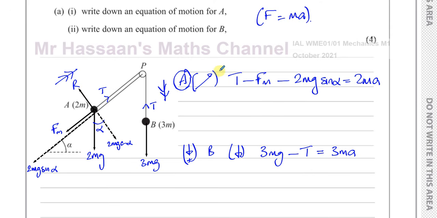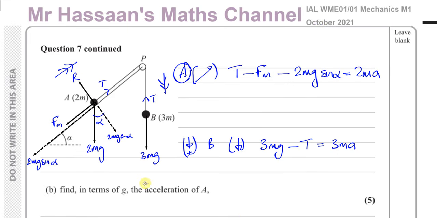And we can move on now to part B. Okay, so we're going to use what we did in part A for part B. Part B says find in terms of g the acceleration of A. So now what I'm going to do is complete the equations that I need by resolving the forces perpendicular to the plane. So here, if I take that as positive, R is balanced out by the component of the weight acting perpendicular to the plane, which is 2mg cosine alpha.